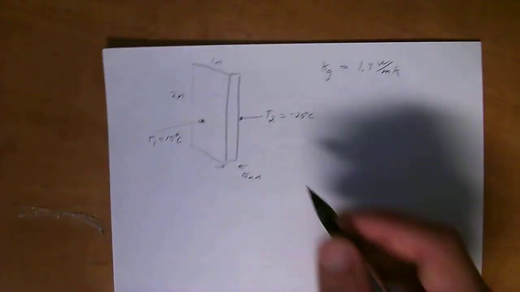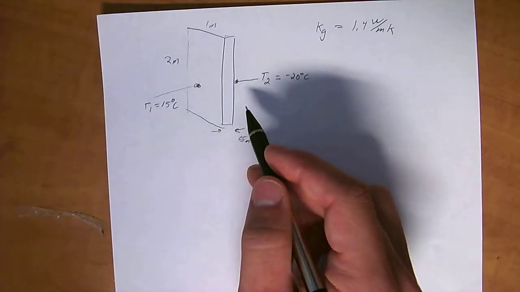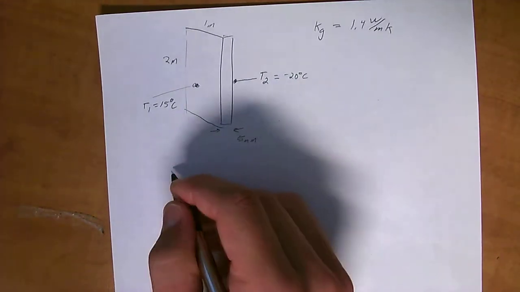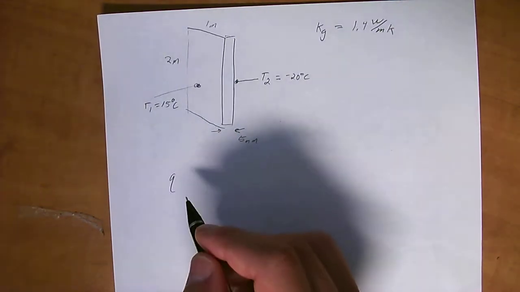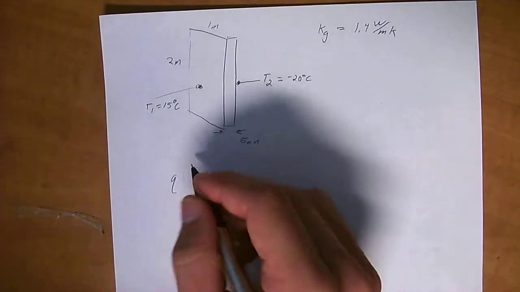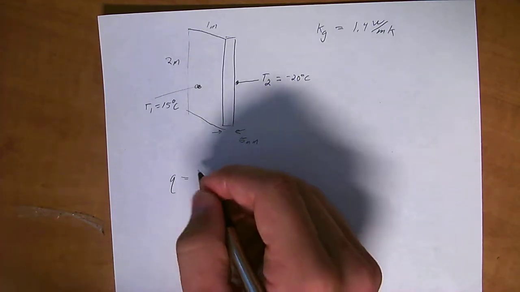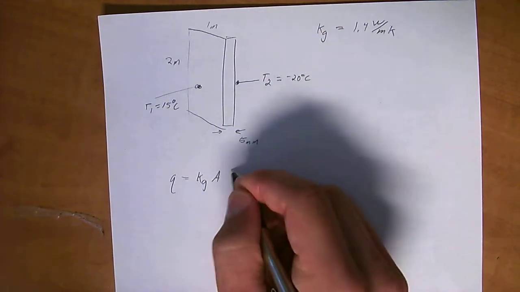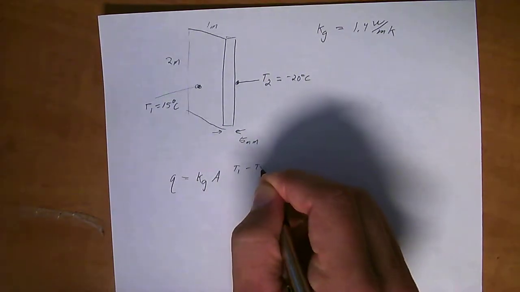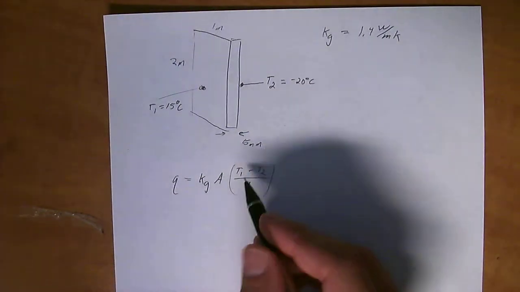Alrighty, so then moving on from that, to figure out the rate of heat transfer through a certain piece of glass or some material, we're going to use the equation for Q. Q is the rate of heat transfer through a surface. This is actually called Fourier's law. And the equation is Q equals k times the area times (T1 minus T2) all over L.